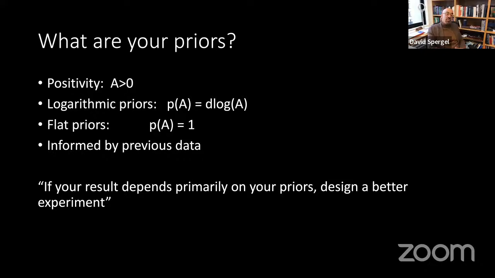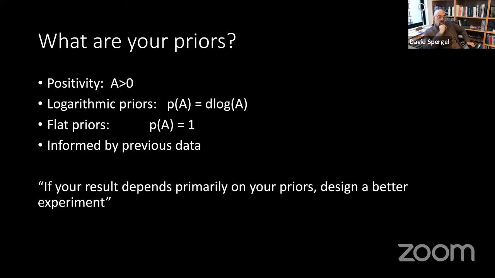So we can put down a simple prior, that's a positivity prior, that says P of A is constant for A greater than 0 and equal to 0 for A less than 0. Often, when we don't have much information, we'll make use of logarithmic priors. And sometimes we'll use flat priors, where we assume each value is equally probable. If you look at physical constants or properties of atoms, you'll see that when you're drawing from some physical distribution, it's often true that a logarithmic prior better represents your data.